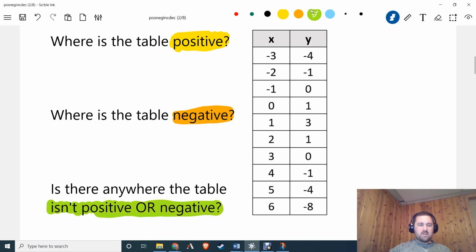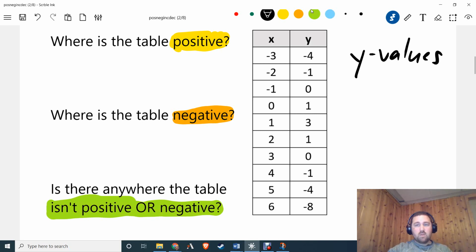So what is this question asking? Well, questions where it's asking where a table or a graph is positive or negative are asking about the y values. So I'm only really thinking about the y values in terms of being positive or negative. I could just point to where it's positive. Well, that's positive, and that's positive, and that's a positive number. And so in a sense, this is where the table is positive.